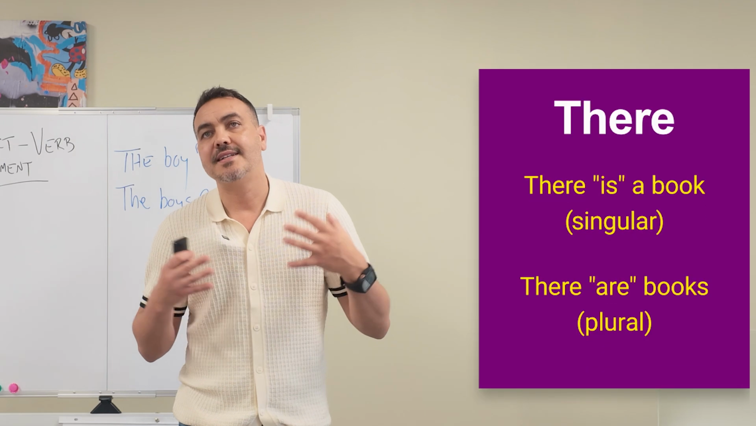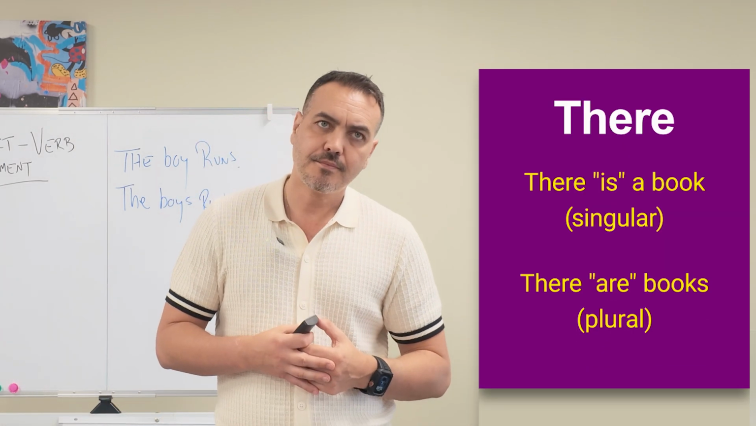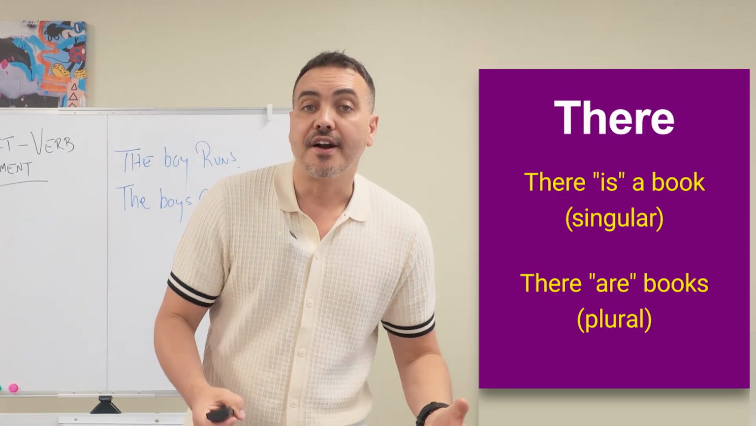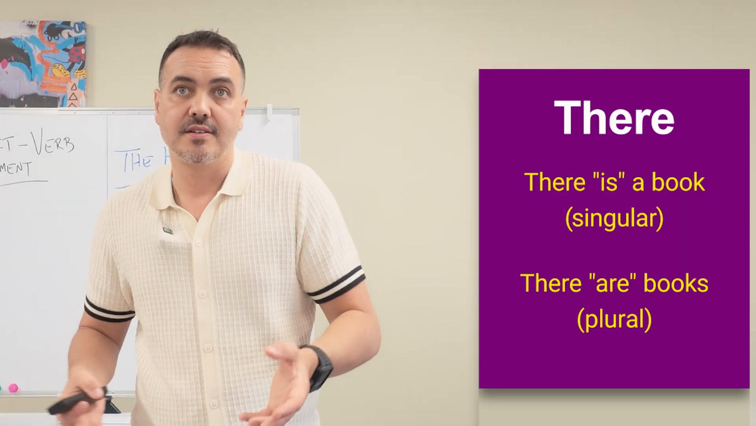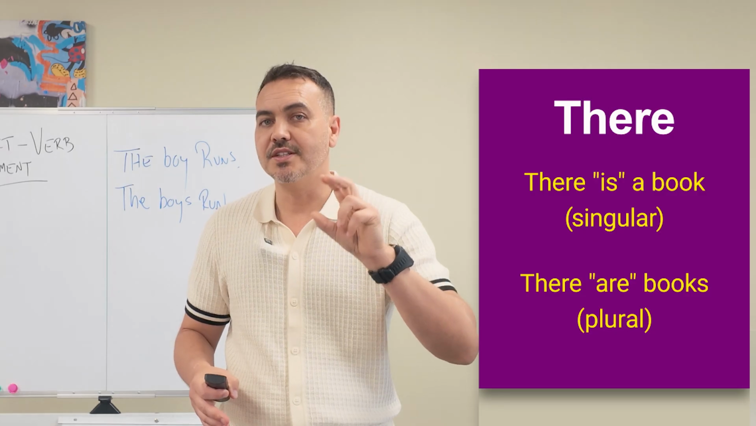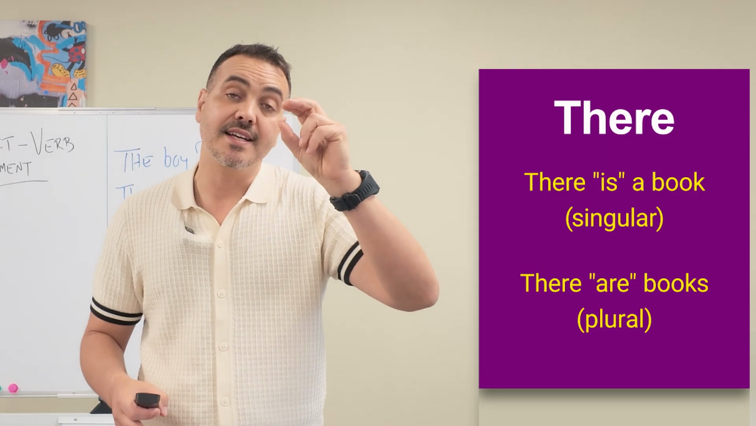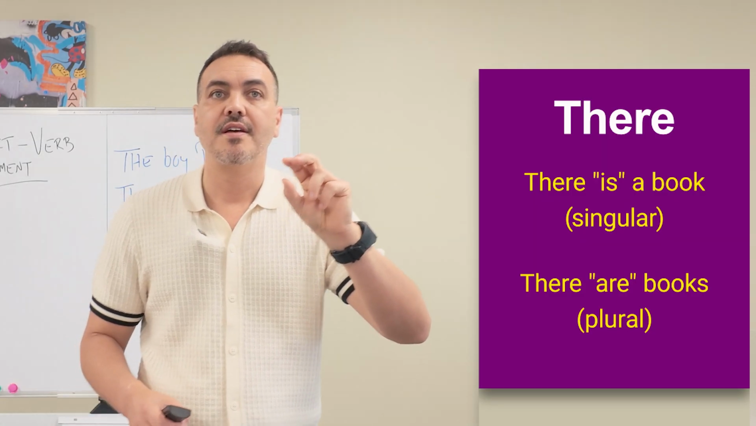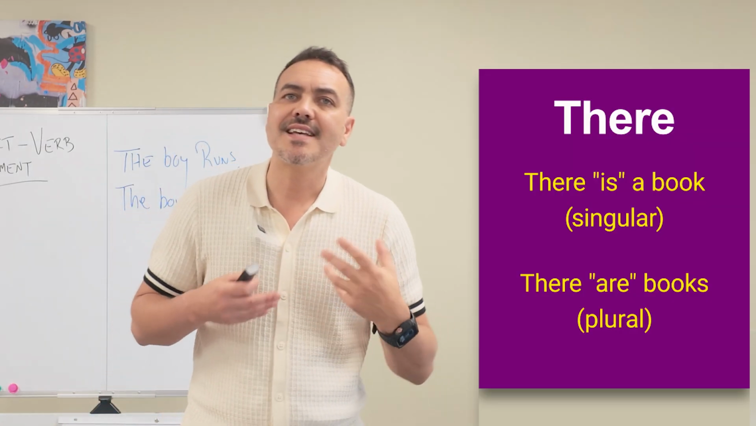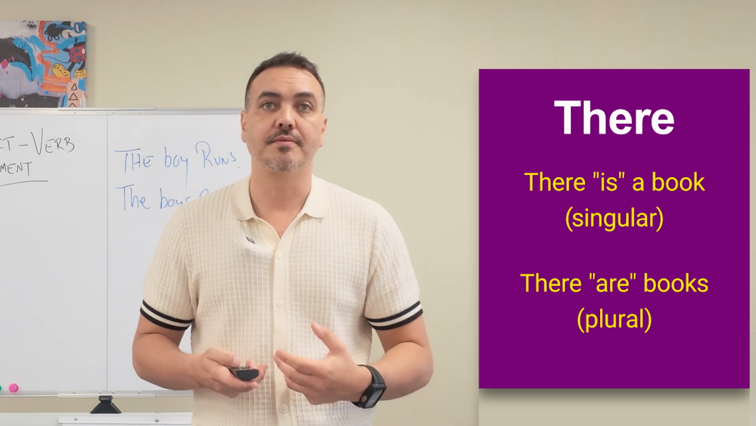So let's look at sentences that begin with there. Okay? There is a book on the table. There are books on the table. Okay? One is using is, one is using are. There is a book, singular. There are books, plural. In these sentences, the real subject comes after the verb. Okay?